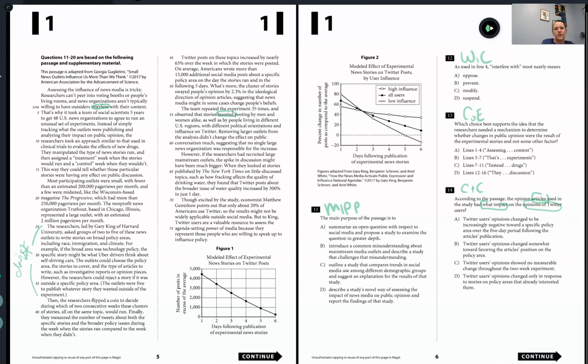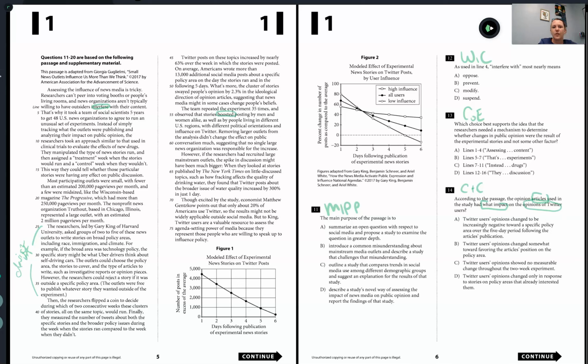Then the researchers flipped a coin to decide which of the 2 consecutive weeks these clusters of stories, all on the same topic, would run. Finally, they measured the number of tweets about both the specific stories and the broader policy issues during the week when the stories ran compared to the week when they didn't. So it sounds like they would pick one topic, and all of the stories on that topic would run 1 week together, and then they would check Twitter to see if that impacted tweets.